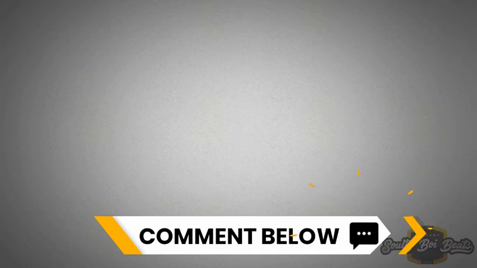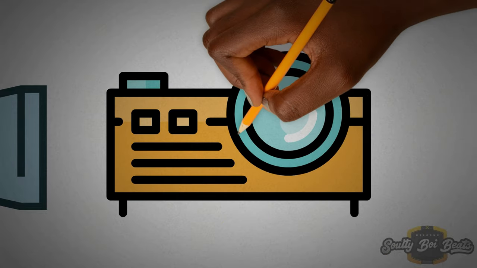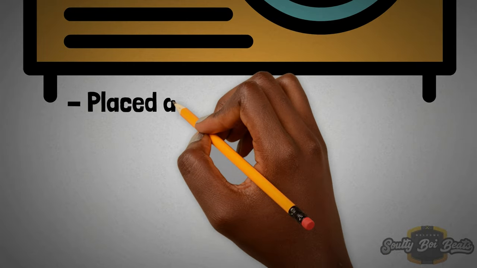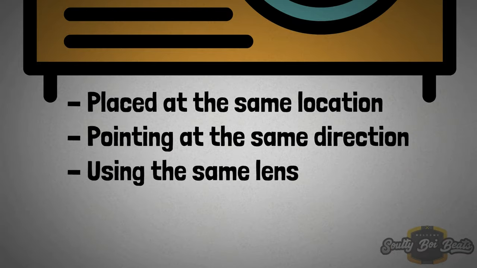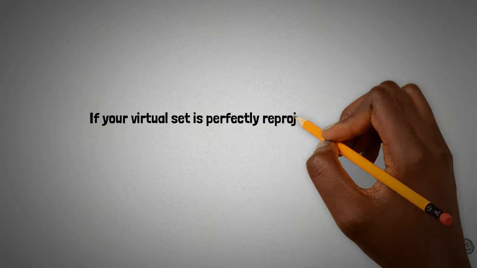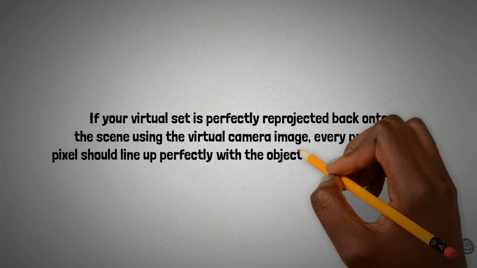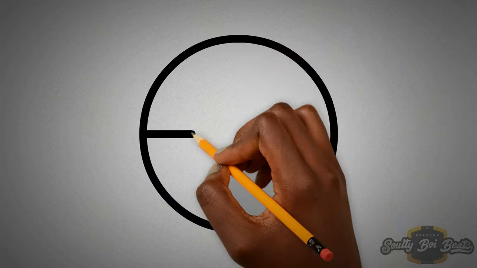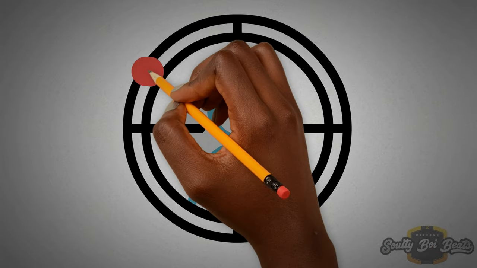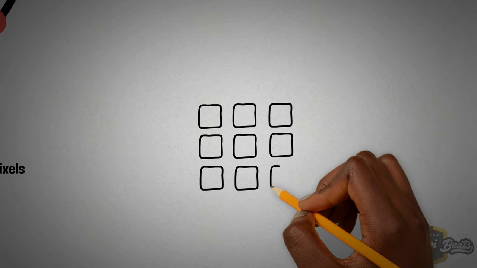Imagine replacing your live action camera with a digital projector, placed at exactly the same location as the camera, pointing in the same direction and using the same lens. If your virtual set is perfectly reprojected back onto the scene using the virtual camera image, every projected pixel should line up perfectly with the objects in the physical scene. If the reprojected pixels miss their mark, that's a reprojection error. Solve error is measured in pixels and refers to, on average, how far pixels are misaligned from the original scene.